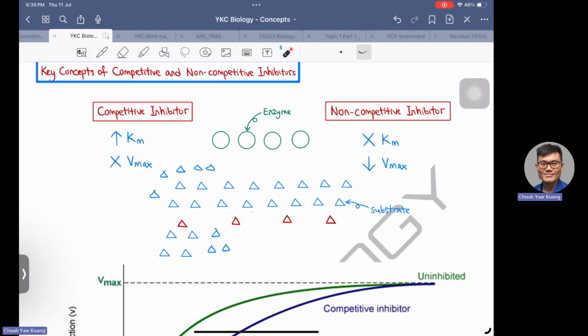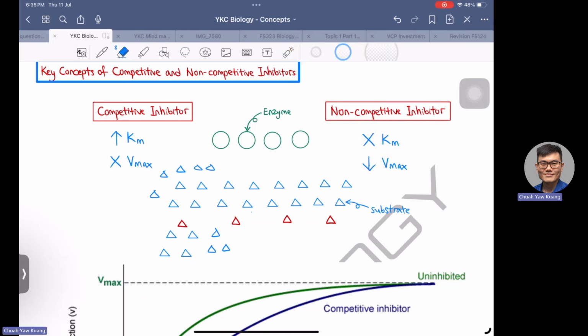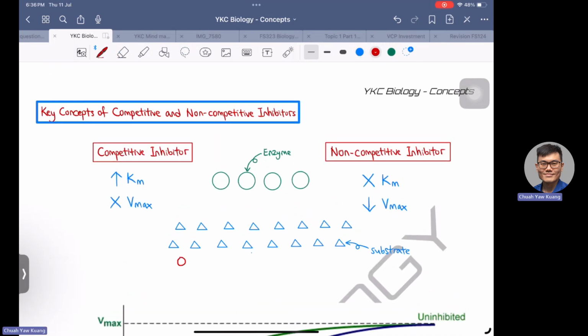On the other hand, non-competitive inhibitor will have no effect on the Km, but will reduce the Vmax of the reaction. So we will look at it. What is the reason for this? When the non-competitive inhibitor is being added, I will change the shape, still in red color, but maybe in a circle.